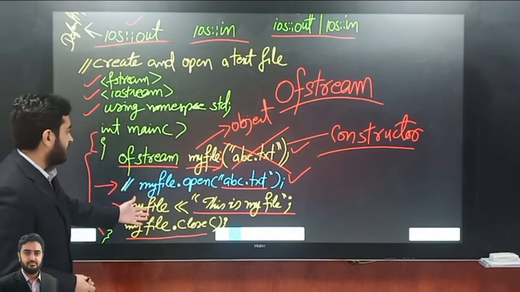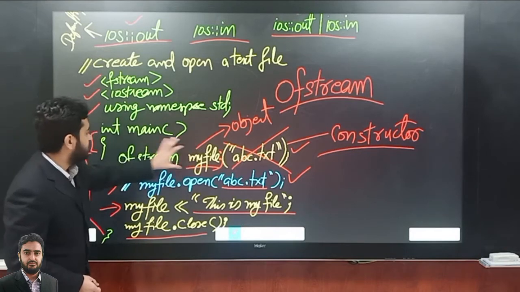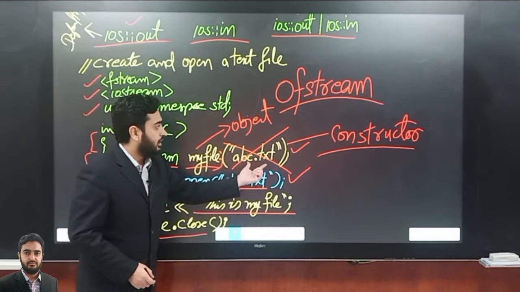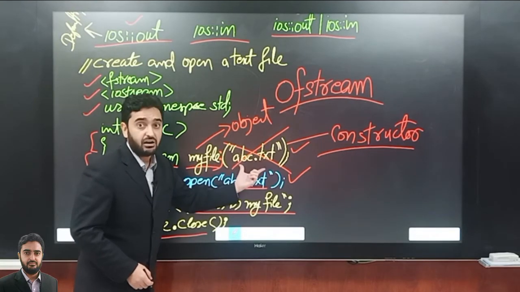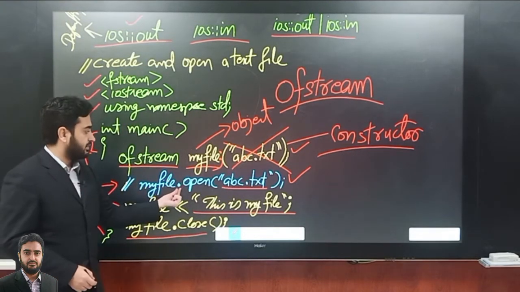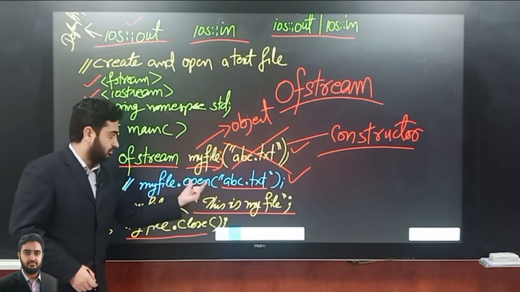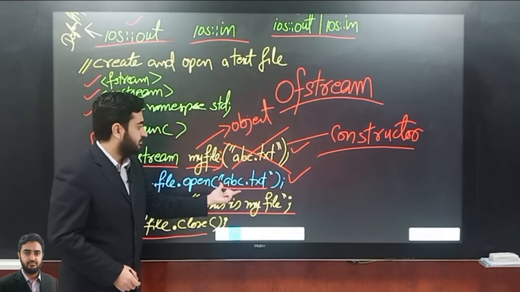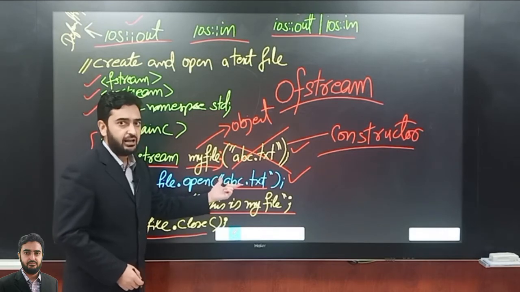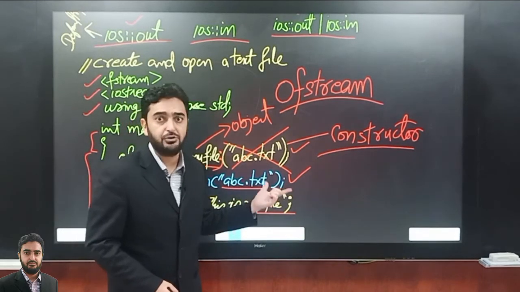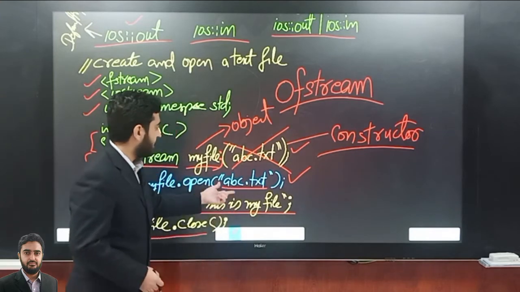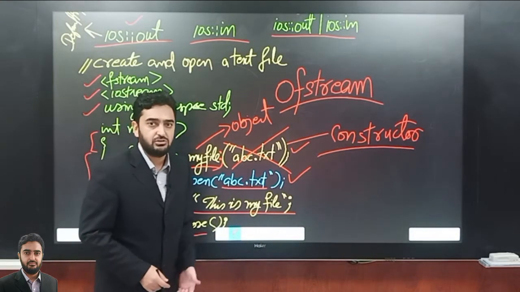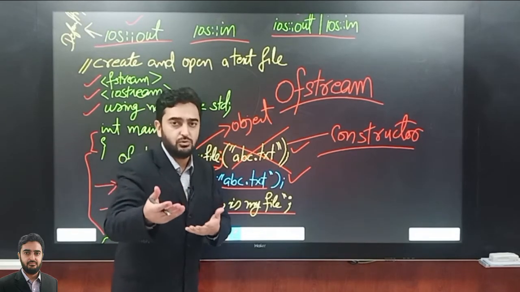So this is the way we create an object of ofstream. The object may be created with the constructor, or with the open function. In both methods, you just name the file that you are interested in opening or creating. It doesn't matter what the extension is; you can change the extension to any other extension you want to create.